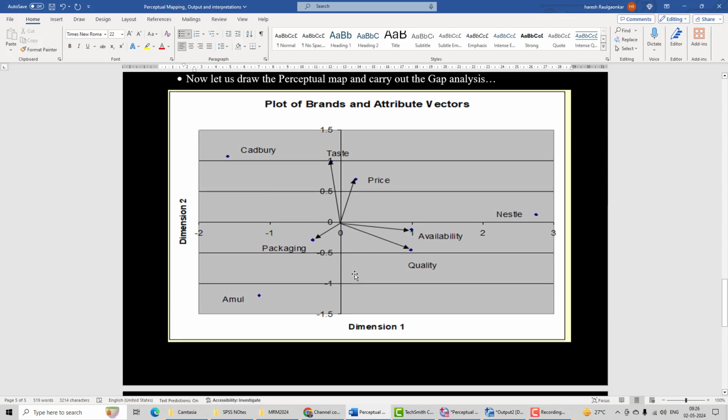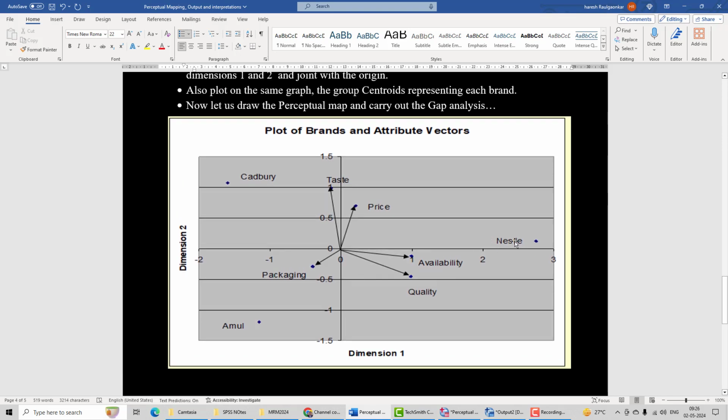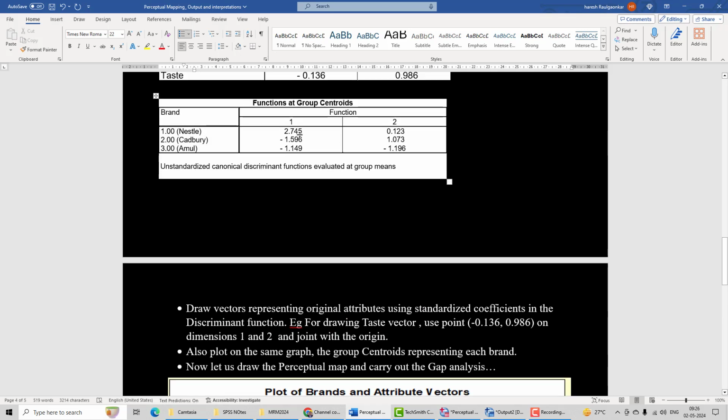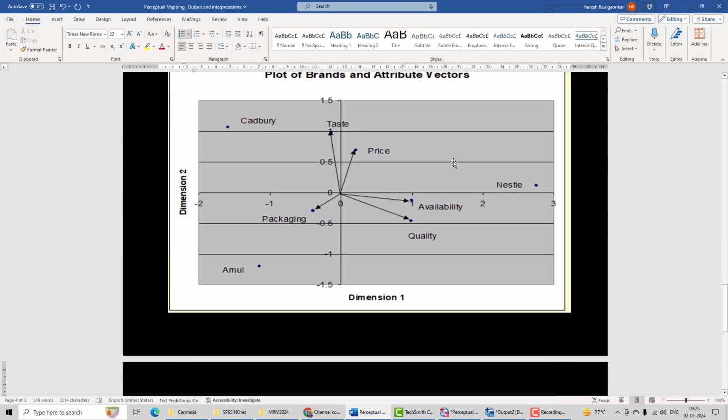Now on the same graph we are going to plot our brands. So for that, 1 we will put on the x-axis and 2 we will put on the y-axis. These are the functions at group centroids. 1 is Nestle, 2 is Cadbury and 3 is Amul. So when we put them here, we see that Nestle is here, Cadbury is here and Amul is here.